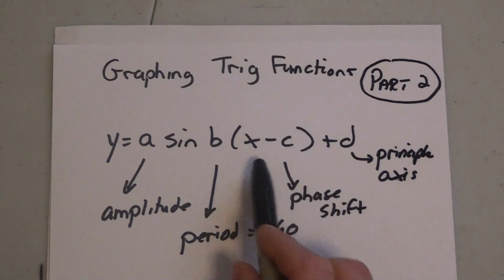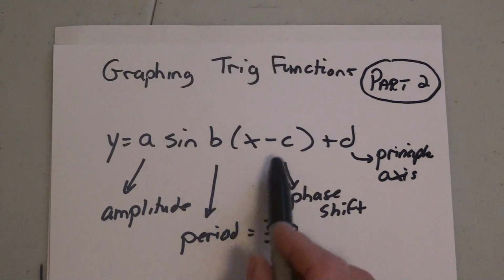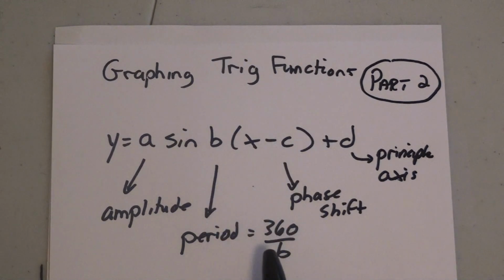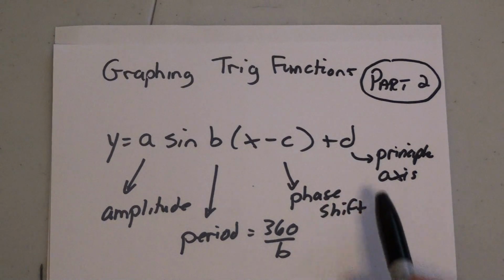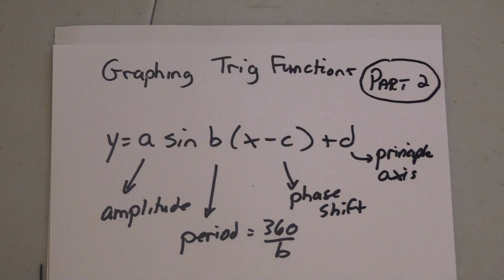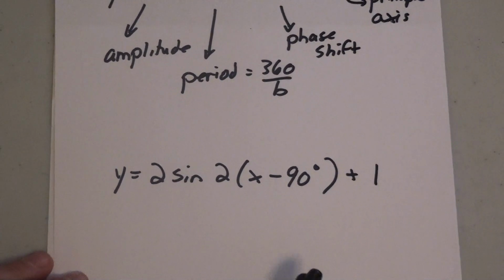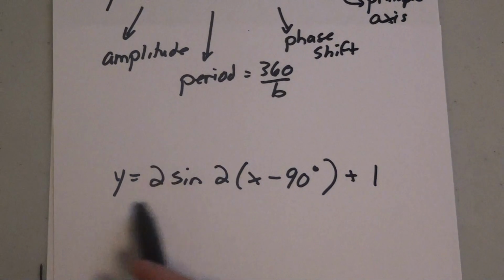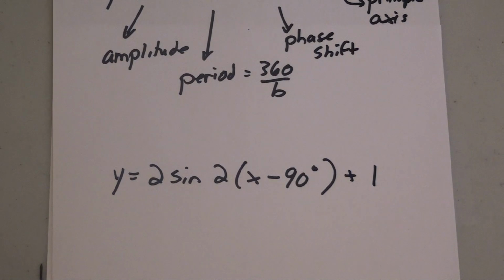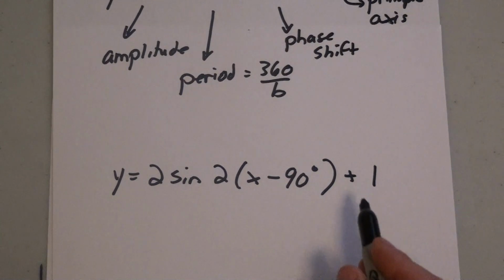In the C spot, in the brackets, is your phase shift, and you'll end up moving the opposite of what you see in the brackets. And the D is your principal axes. So taking a look at an example of that, here is a full trig function. It has all four different movements on there. Now, your normal trig function has an amplitude of 1, a period of 360, and principal axes of 0.